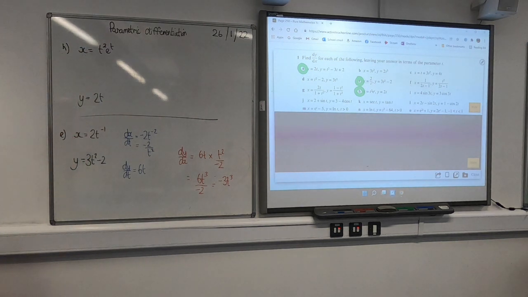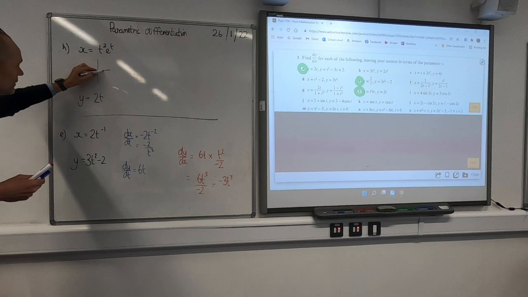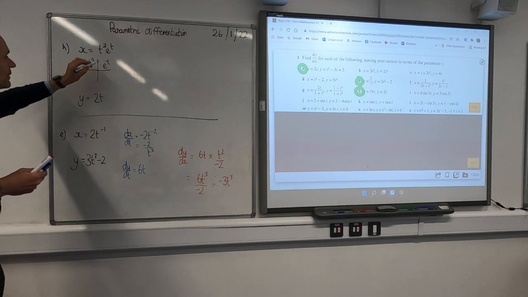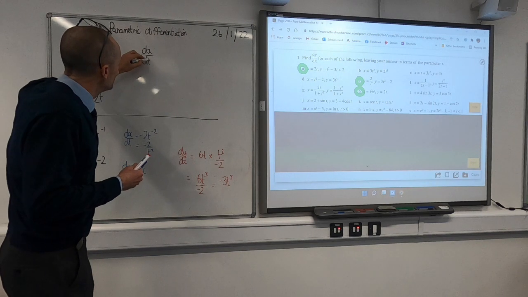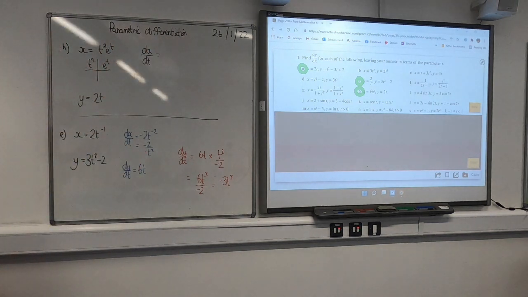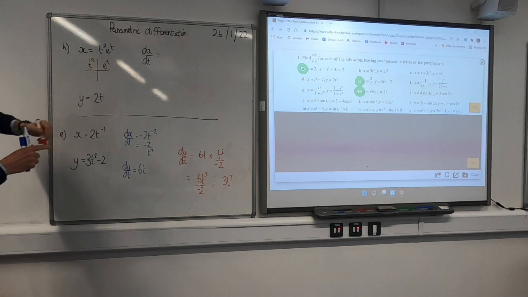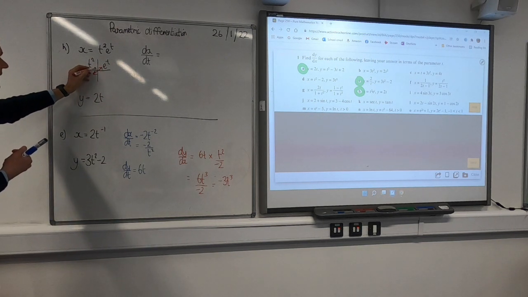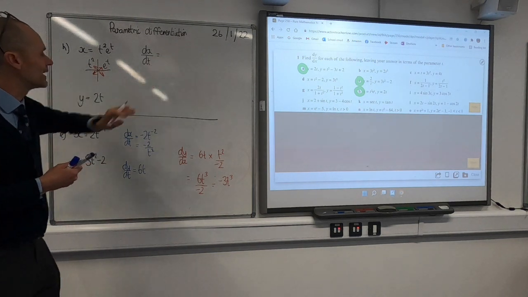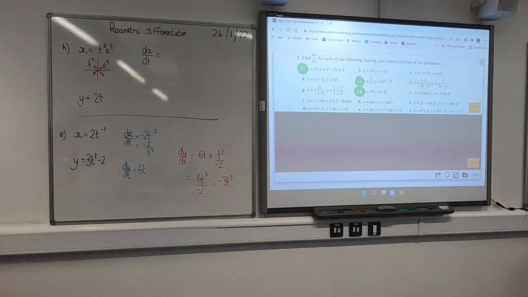Could anyone suggest why h provides an added level of difficulty? What am I going to have to use, Grace, to differentiate this? It's a product rule question, yeah. So to get dx by dt, I'm going to have to do the product rule. Do you remember that? Differentiate that, and then it's those two things added to those two things. That gives me my dx by dt. No such difficulty with dy by dt, but that will make that easier.